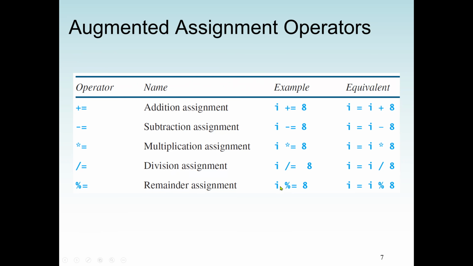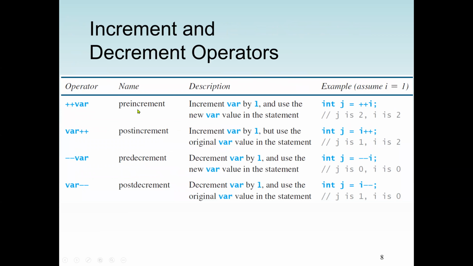So again, the percent here is our modulus operator. If I say i %= 8, it means I'll divide i by 8 and the remainder I get, I'll give to the new i. We also have what we call the increment and decrement operators. Increment operator means we're going to increase by 1. Decrement operator means we decrease by 1.